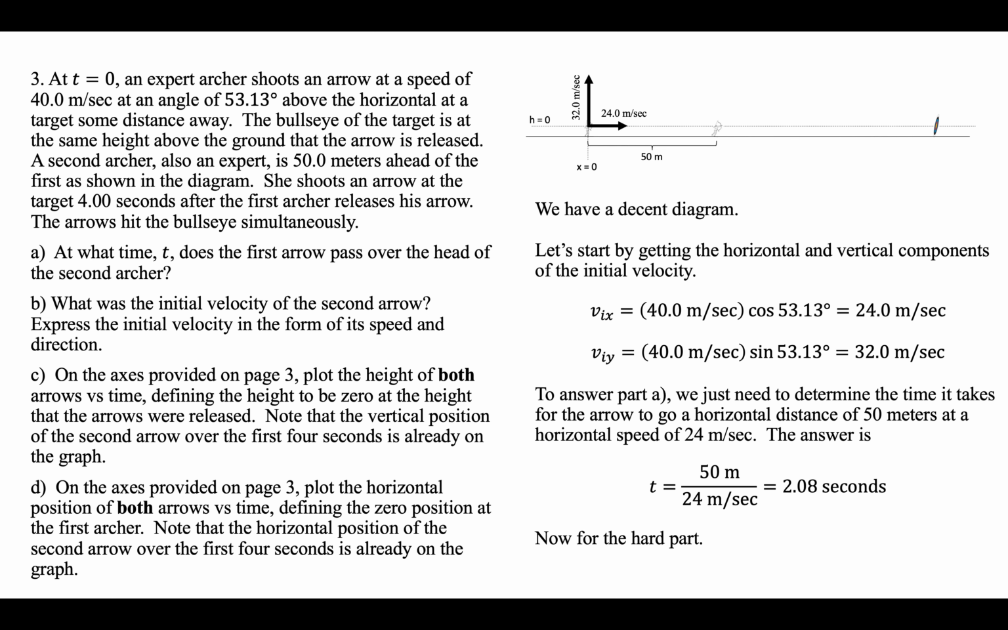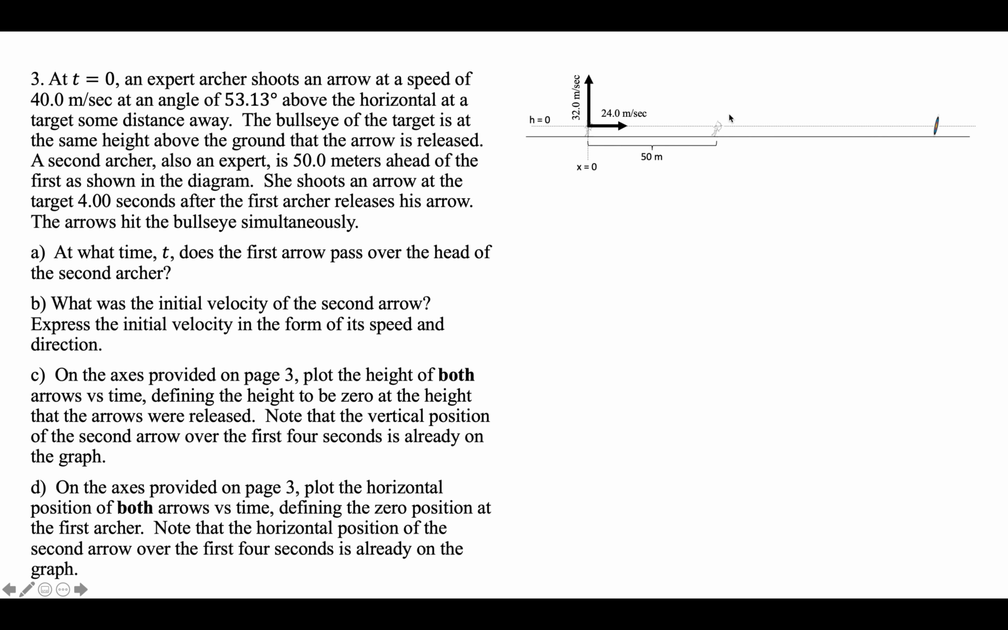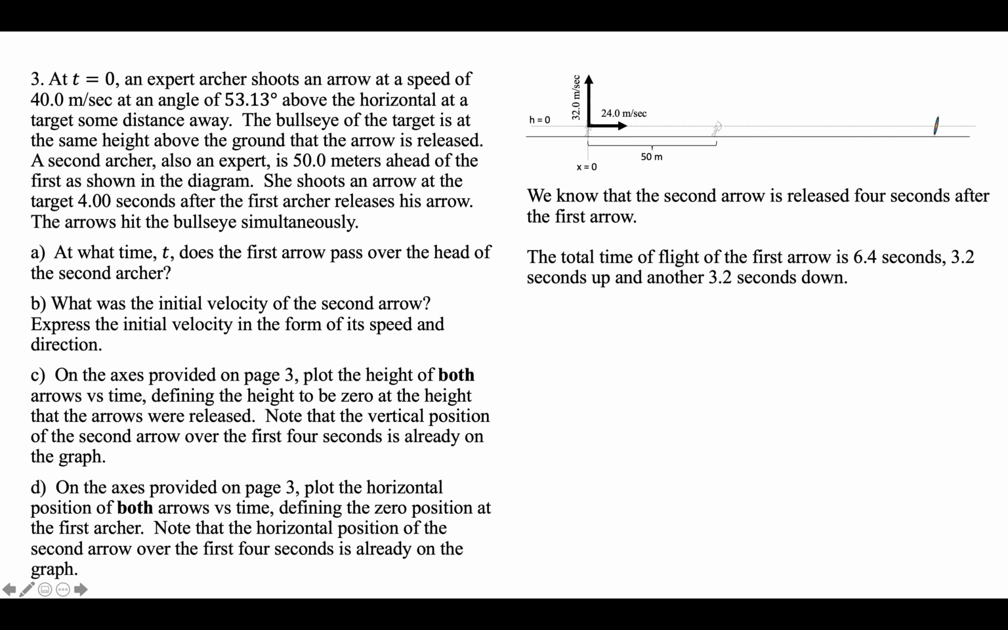Now for the hard part, part B. What's the initial speed of the second arrow? Speed and direction. All we have to do is be careful and think. There's no really hard steps, but there's a bunch of them. We know the second arrow is released 4 seconds after the first arrow. The total time of the flight of the first arrow is 6.4 seconds, 3.2 up, 3.2 down. We know the first arrow is going 24 meters every second horizontally, and we know it's in the air for 6.4 seconds.